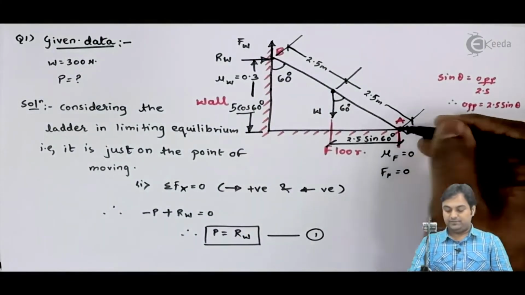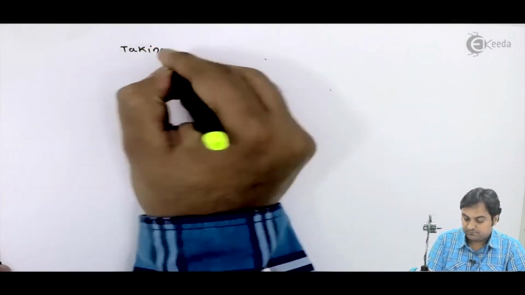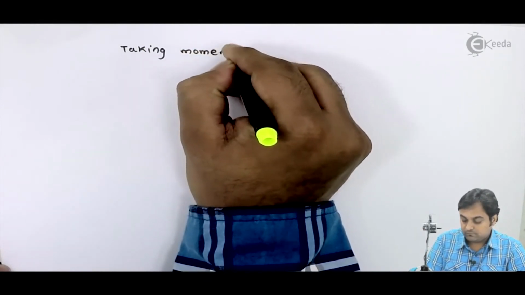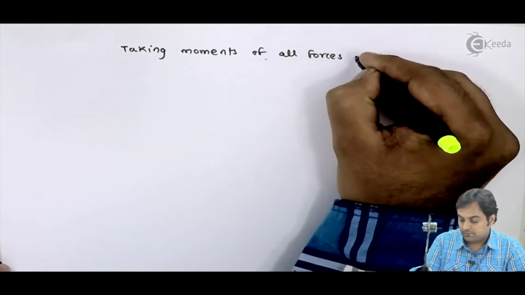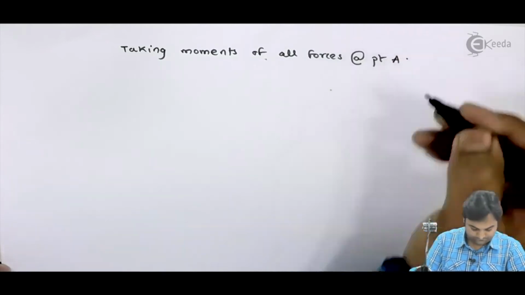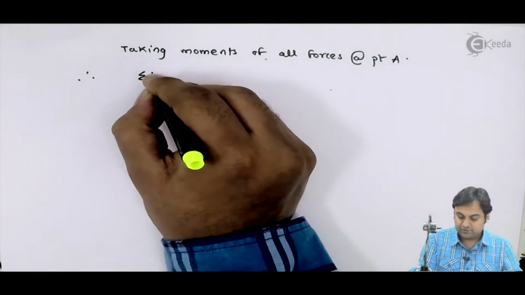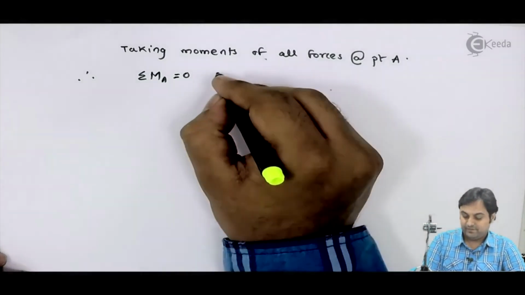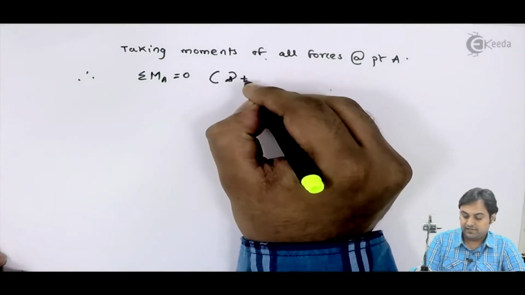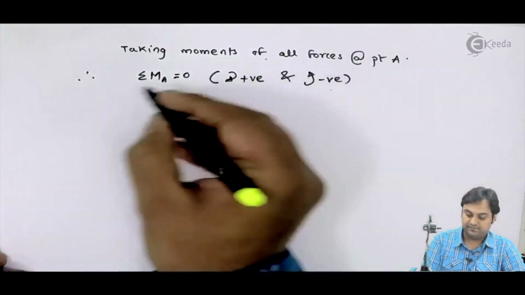Now I would be taking the moments at point A. Taking moments of all forces about point A, the summation of moments about A is equal to 0. Again, the condition of equilibrium. Here, clockwise moments I will treat as positive, and anti-clockwise moments I'll keep as negative.